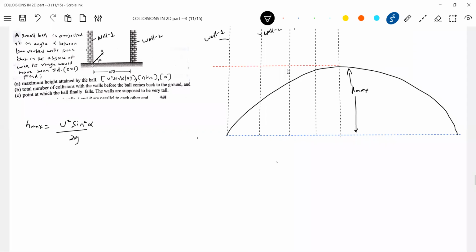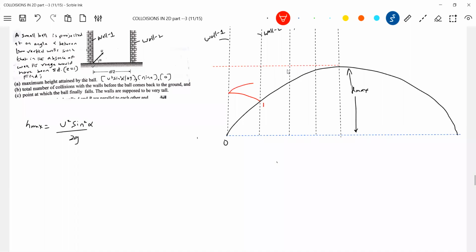Now first, the ball is projected from point 2 with a speed u. Now how will the trajectory of the ball be? It will collide first at point 1. Collision 1 will occur. Then it will still have a y component of velocity. Then because of the y component, it will further ascend.